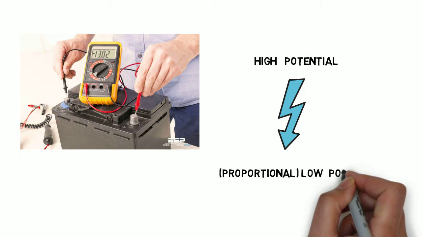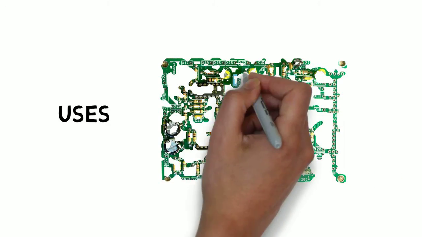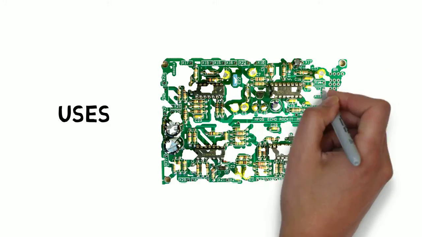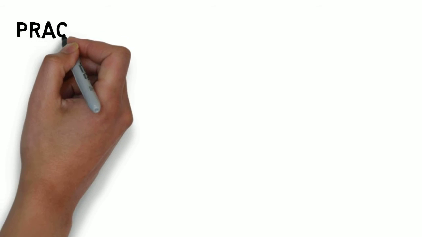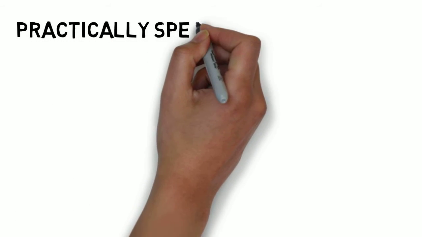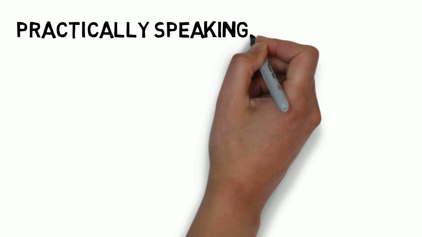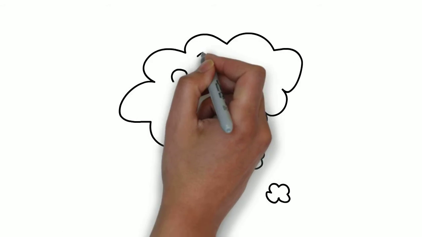Now, coming to the uses of resistors. Resistors are omnipresent electronic components. They are present in all electronics and gadgets because everything needs voltage dropping in one way or another. So, practically speaking, resistors are everywhere, even in your cell phones, smartphones, computers, laptops, whatever digital gadget you are having.